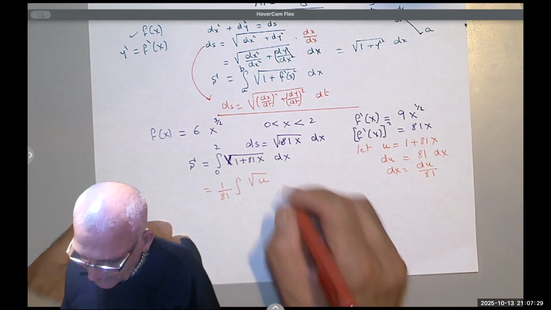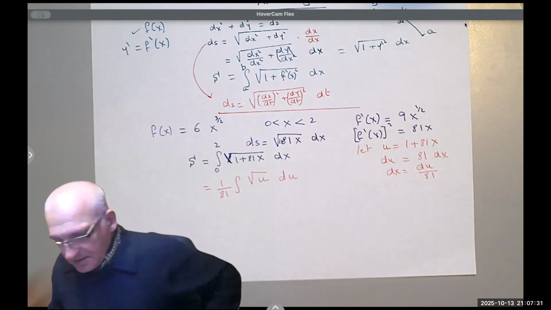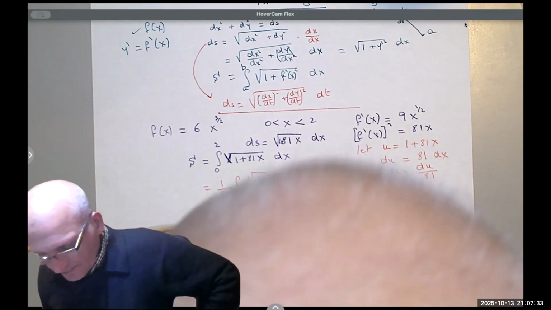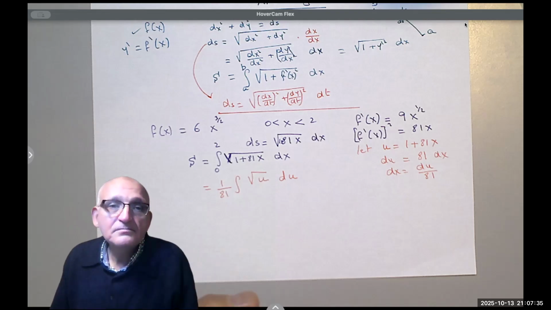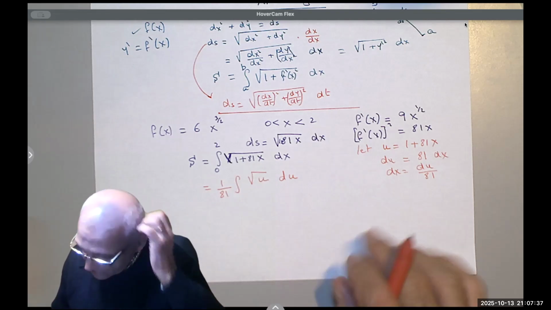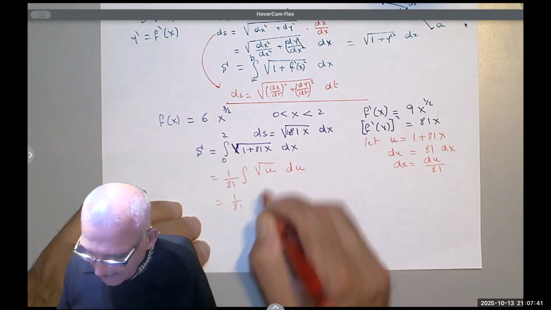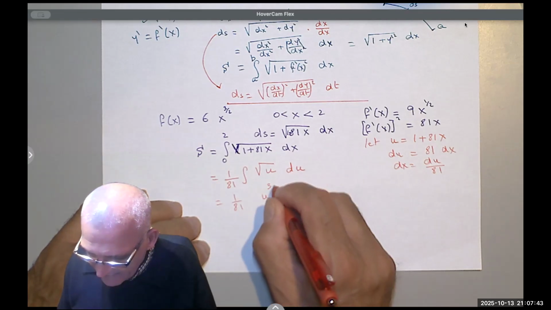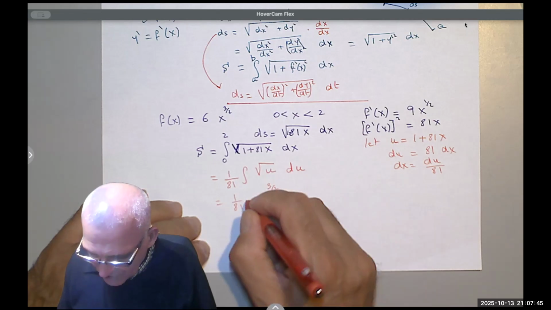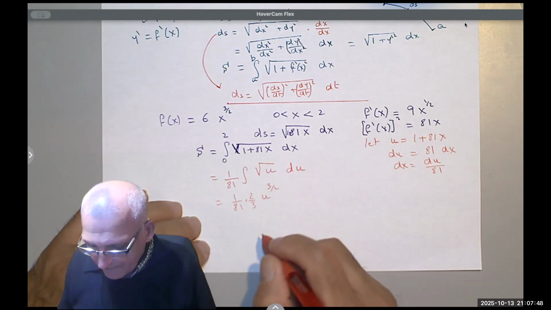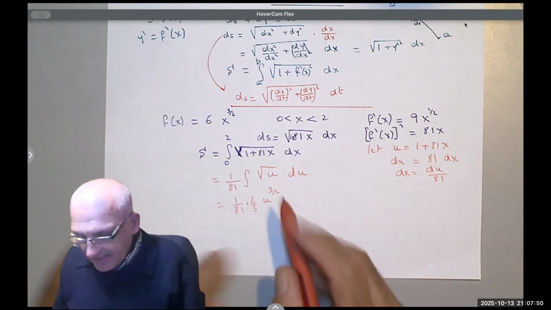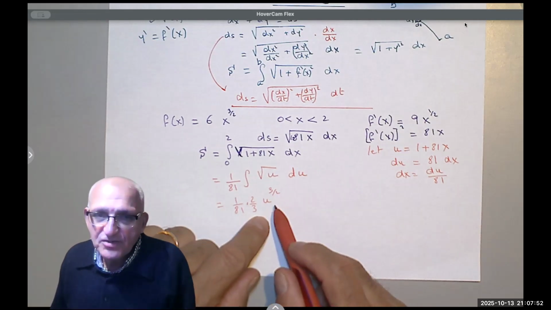dx is du over 81. Okay, so this is u to the 1/2. When I integrate it, I will get u to the 3 halves over 3 halves, or times 2/3. And then, as I said, you have two ways to do it.